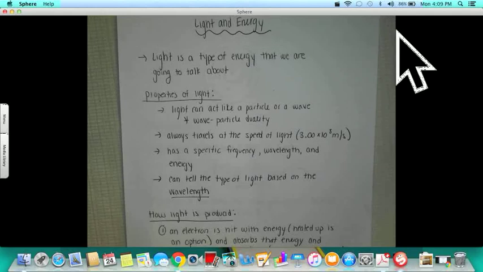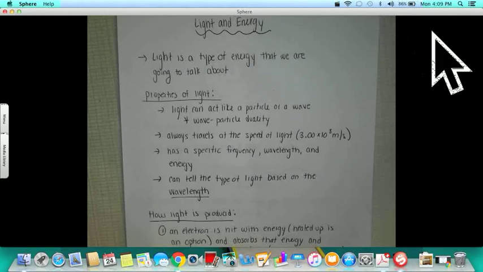Today we're going to talk about light and energy. Light is a type of energy. We are going to talk about a lot of different types of energy throughout this course, light being the first one. So when we think about light, it has a bunch of different properties.